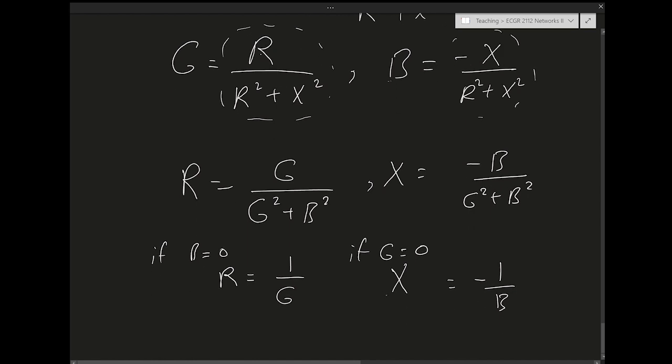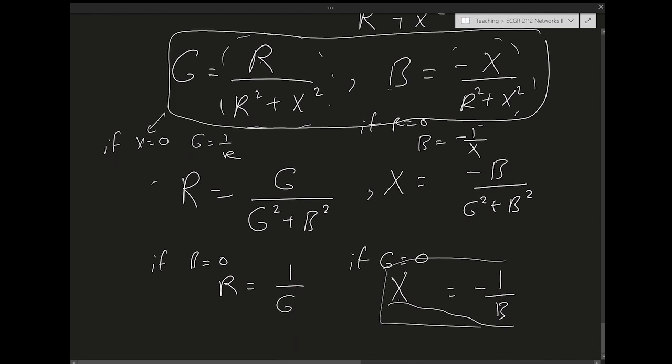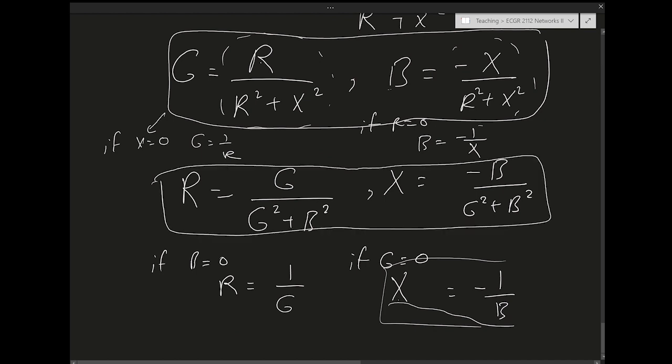So notice in the relationship between the reactance and susceptance, there's a negative sign, right? And this inverse law only applies when G equals 0. Same thing here. Only if X equals 0 can we write G equals 1 over R, and only if R equals 0 can we write B as minus 1 over X. Okay, but those are the general relationships between G, B and R, X.